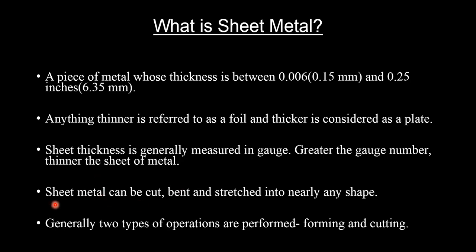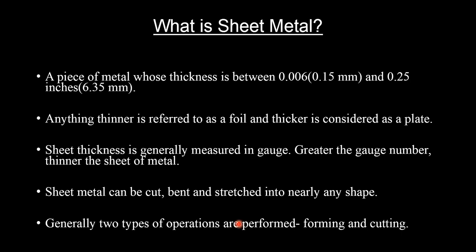And generally sheet metals can be cut, bent and stretched into nearly any shape. So we are taking raw material, that is the sheet of metal, and we are applying some procedures, some operations on it, and we are converting the raw material into a specific shape which is used for certain applications. Clear? And on a general note, there are two types of operations which are performed, that is forming and cutting. Clear?